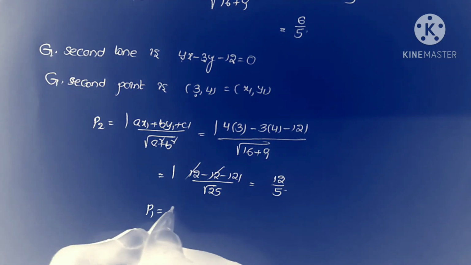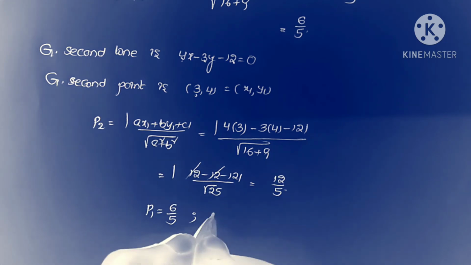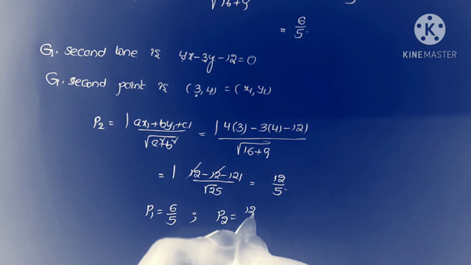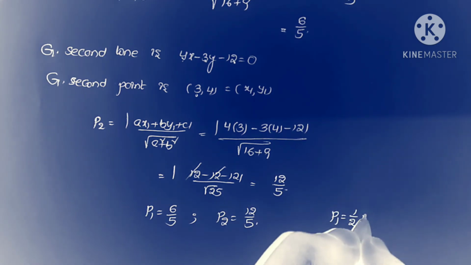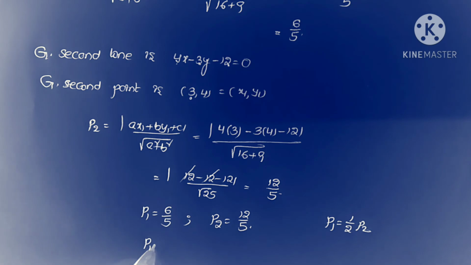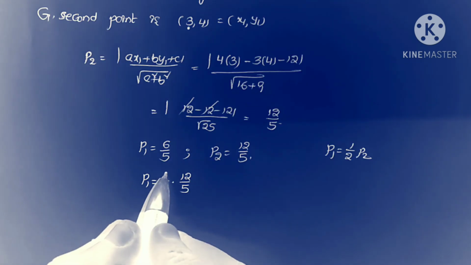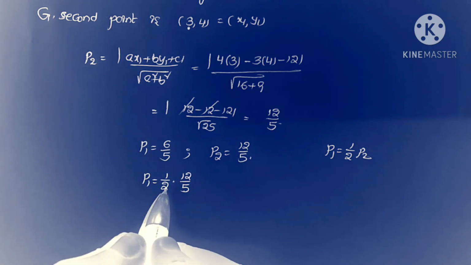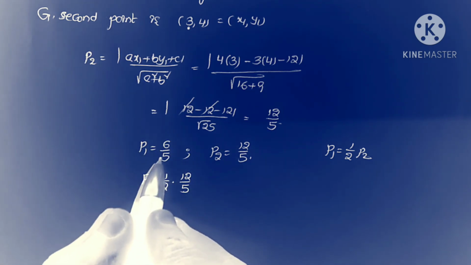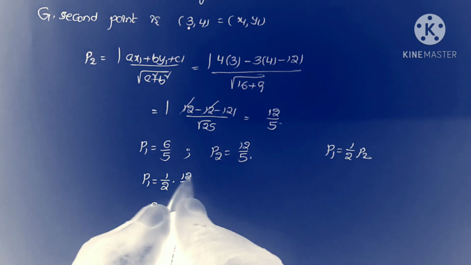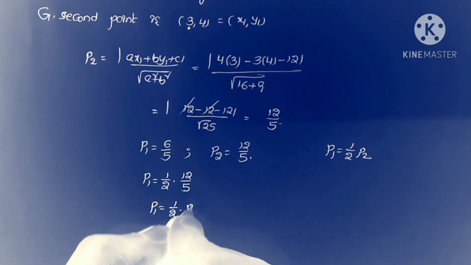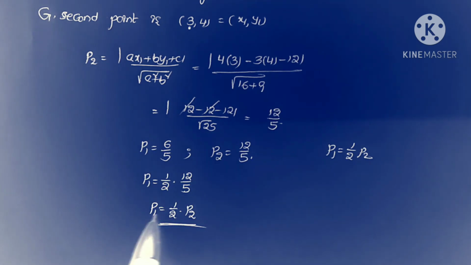What is the P1 value? P1 is equal to 6/5 and P2 is equal to 12/5. Now we want to show that P1 is equal to half into P2. So P1 is 6/5, which is 1/2 into 12/5. When it is cancelled by 6 times, we get 6/5. That is, P1 is equal to half into 12/5. What is the 12/5 value? It is P2. That's all. Therefore P1 is equal to half into P2, which is the required answer.